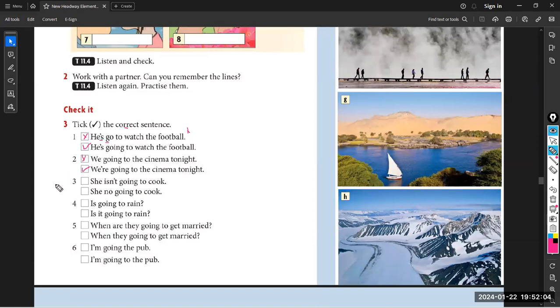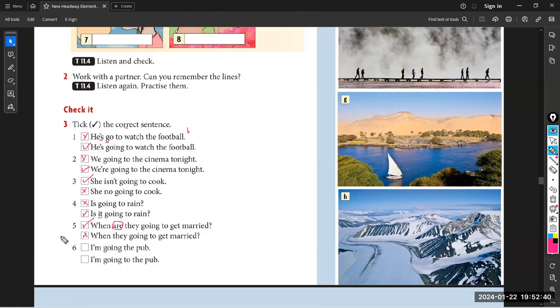Okay. Three. She isn't going to cook. Oh, bravo. I cannot say she is no or she no going to cook. Four. Is it going to rain? Four is correct. Five. When are they going to get married? Should be mentioned.